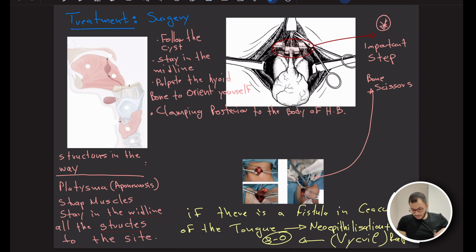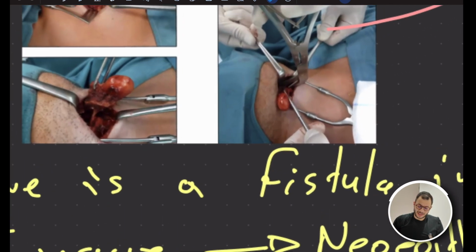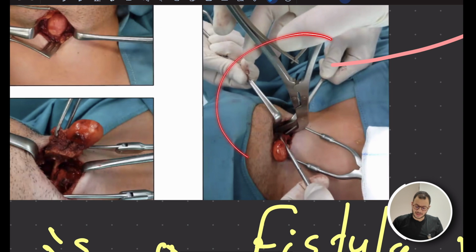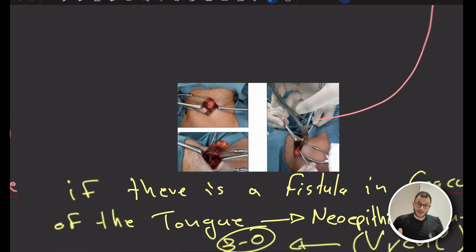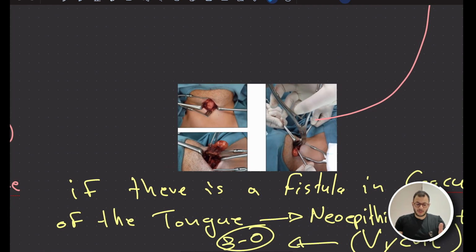And when you reach the body of the hyoid bone, there are some scissors, bone scissors, that we can see here, that you can use to cut the bone and mobilize the body of the hyoid bone. Then you will need to clamp just behind the hyoid bone in order to avoid any recurrence of the fistula.